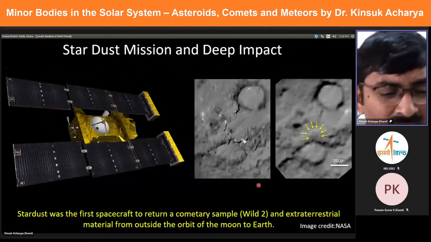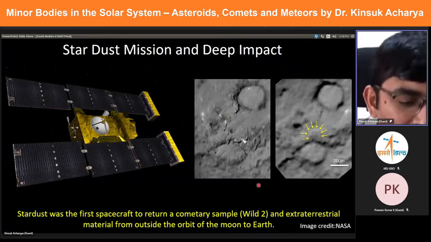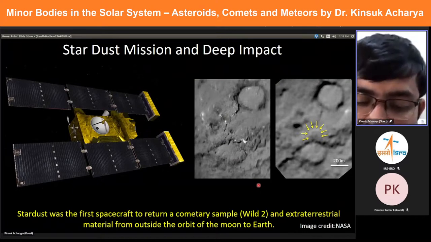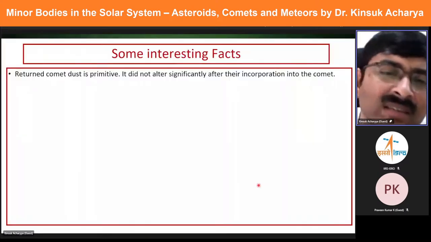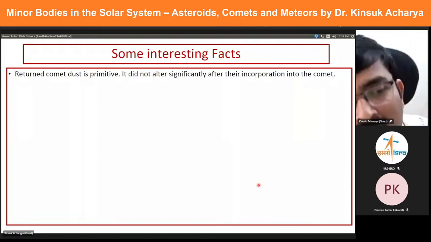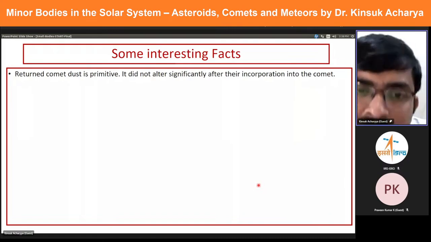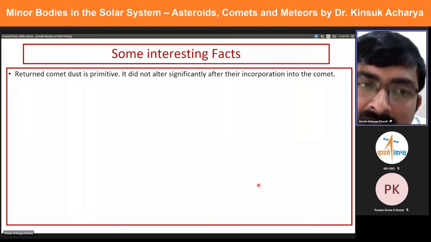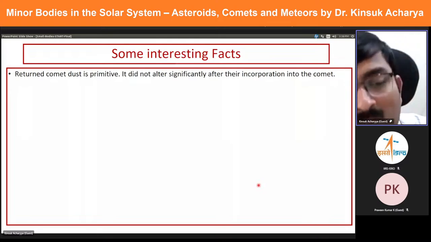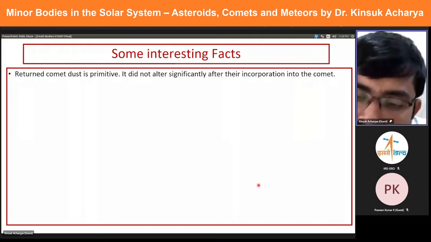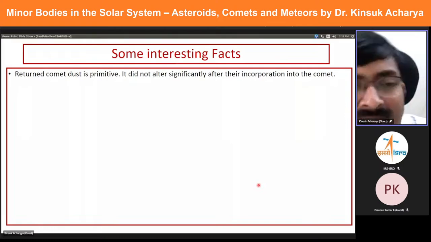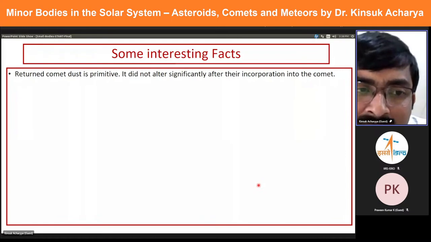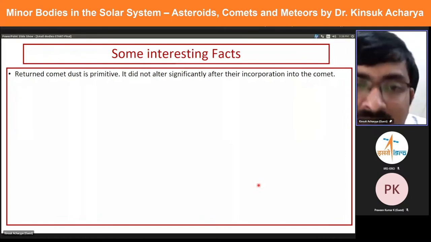Then comes NASA's famous Stardust mission, which is the first spacecraft to return a sample from a comet. So here, very interesting observations were found. The first thing we found from studying this sample. Basically, for many of these samples you can write proposals, and you can get them, and you can analyze them in your own lab itself. So a very interesting fact that we find is that this cometary dust collected from comet Wild-2 is very primitive. That I have already mentioned.